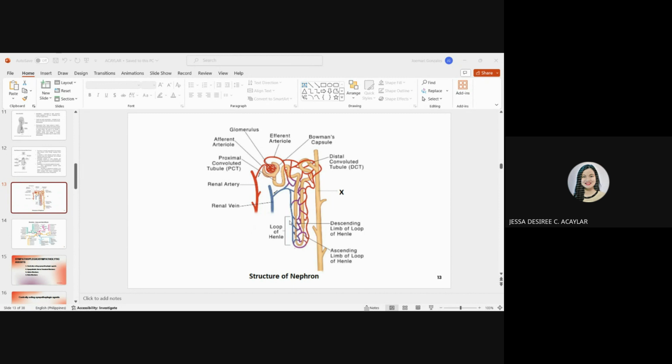So, next is the thiazides. Ang site of action po ng thiazides, if may nakaka-remember po.